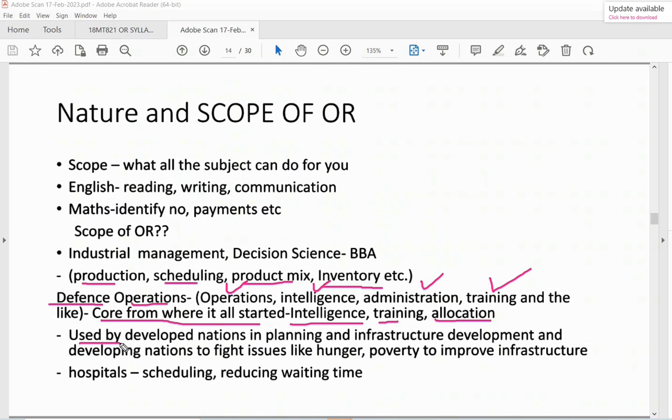Okay, it is used in the development of nations for proper planning and infrastructure development, to fight issues like hunger, poverty, then improvement of infrastructure. Because when there is a concern with respect to a particular operation, obviously we need to concentrate on all the aspects which are required.